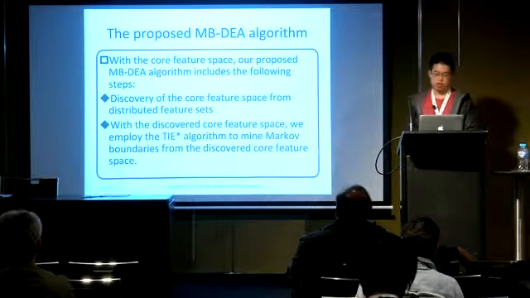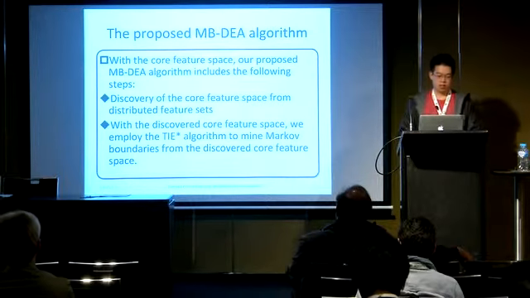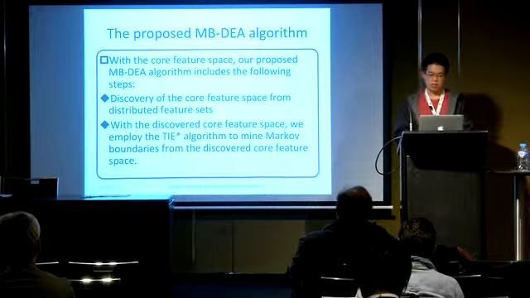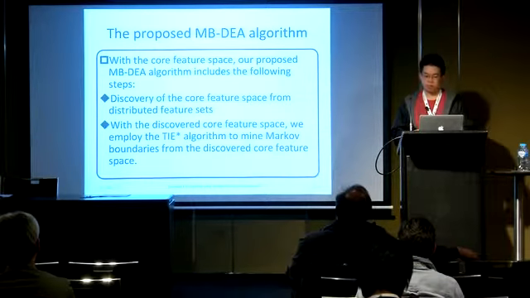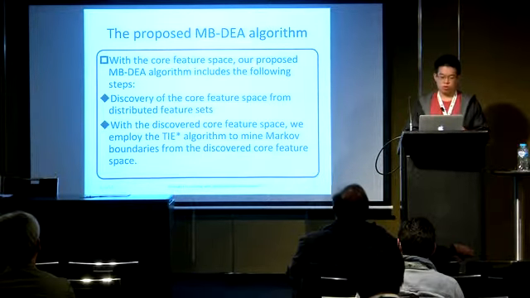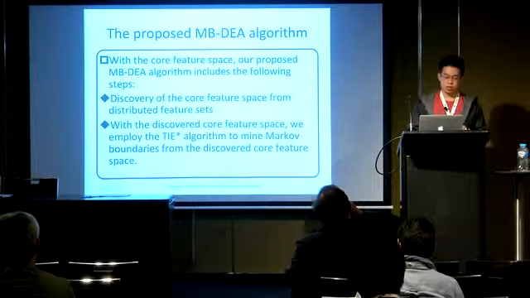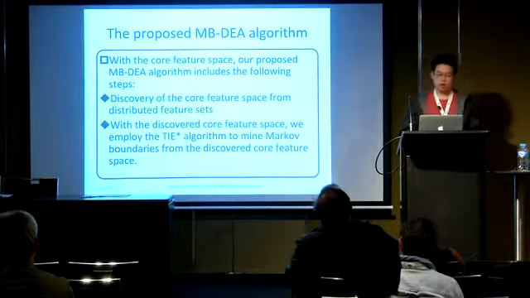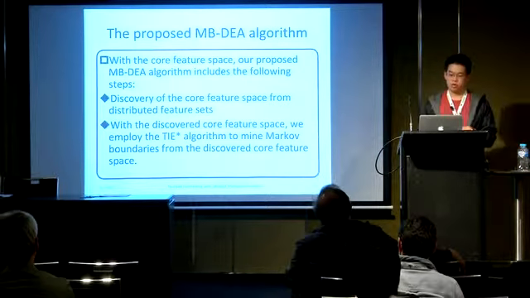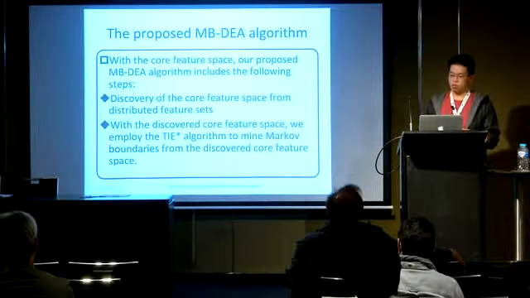This is a summary of the algorithm. So with the core feature space, we use the MB-DEA algorithm in the following steps. First is discovery of the core feature space. And after we discovered the core feature space, we used the TIE algorithm, which is an existing Markov boundary algorithm, to mine Markov boundaries from the discovered core feature space.